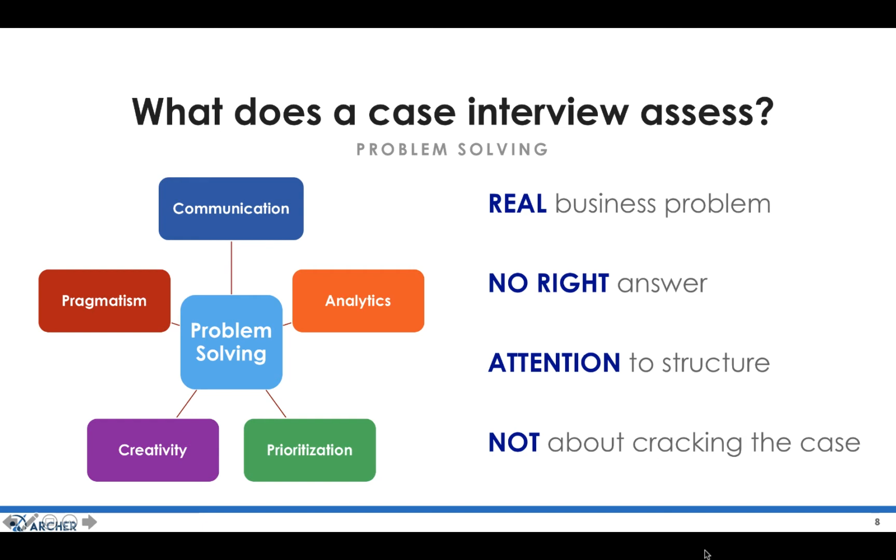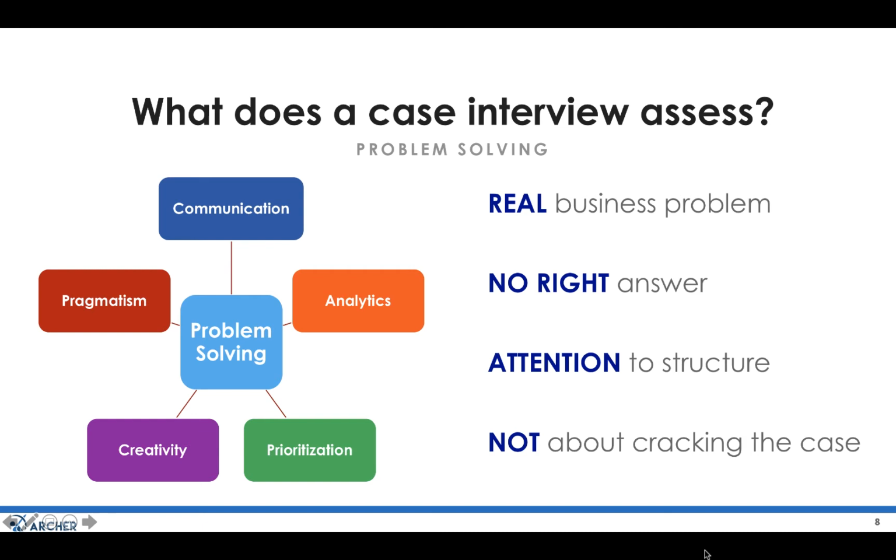In addition, there is a phrase, always be structured. There's something called the pyramid principle that is a way of communication that describes what your thinking is and then your rationale. That's a structured way to think, and that's very beneficial in the case interview.